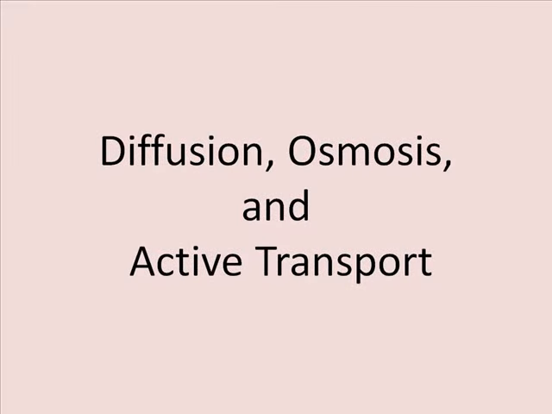This is note taker 9 on diffusion, osmosis, and active transport. So far within our cell unit, we had note taker 7 that talked about the cell theory and the history of the discovery of cells, along with their structures and the function of each of those structures.